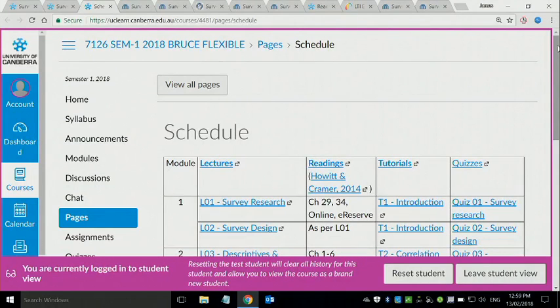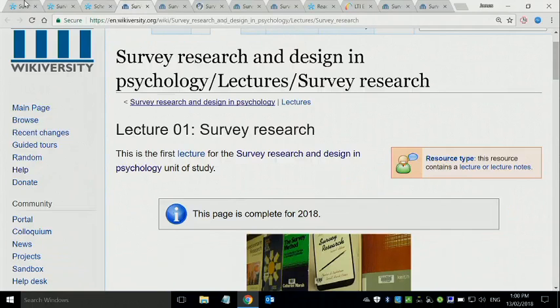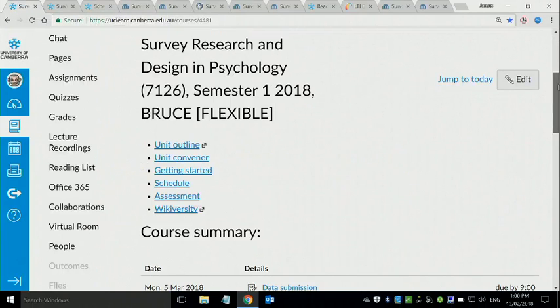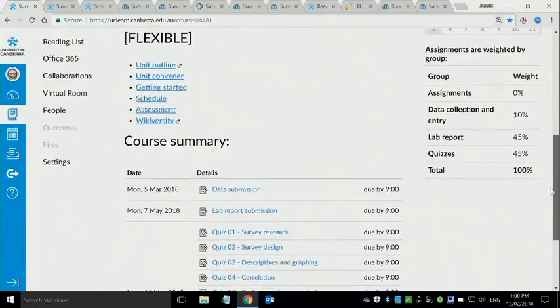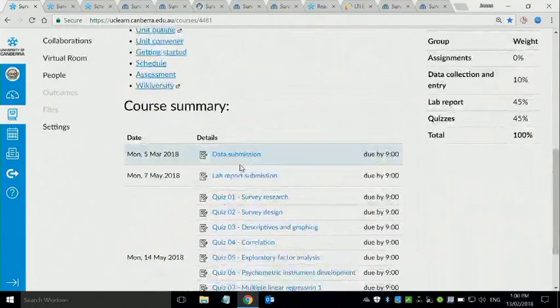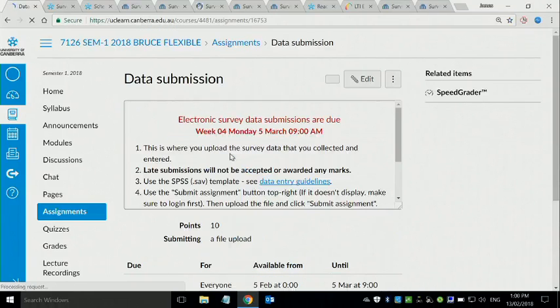All right, any questions about tutes and assessment? I'll do a little bit more on the data collection lectures. No? Okay, so that you can get started on the data collection, probably the easiest thing to do is click on data submission on your Canvas page.